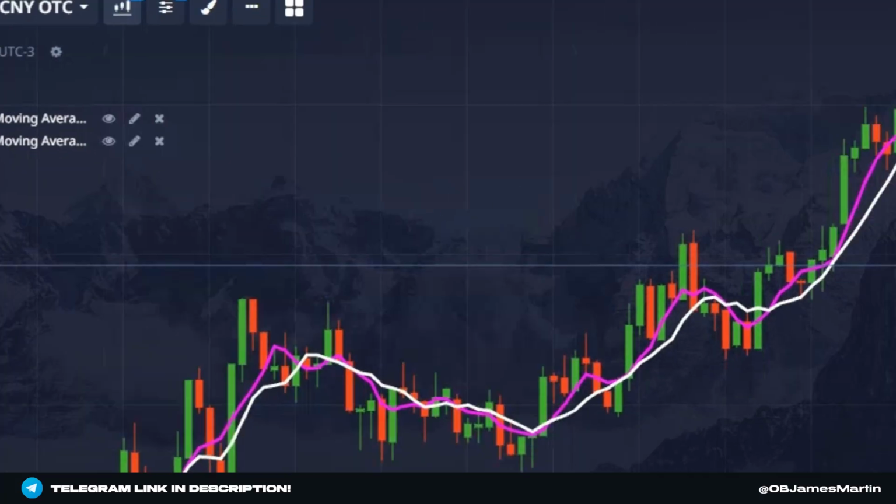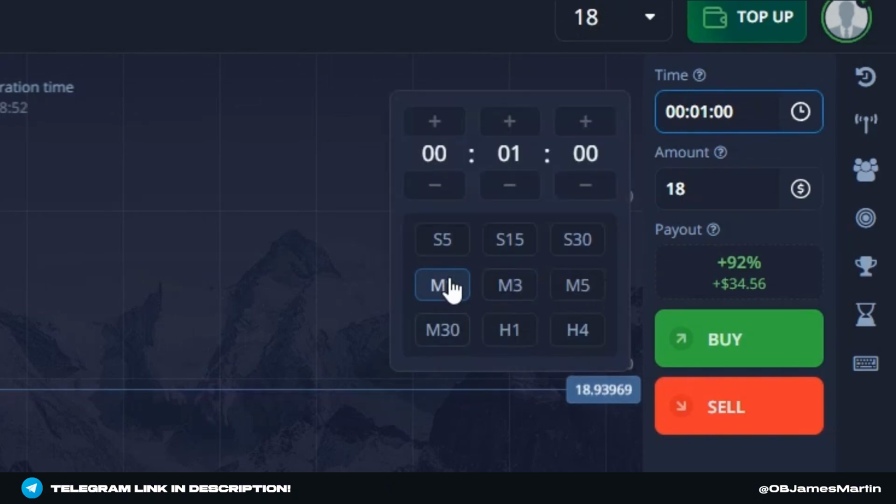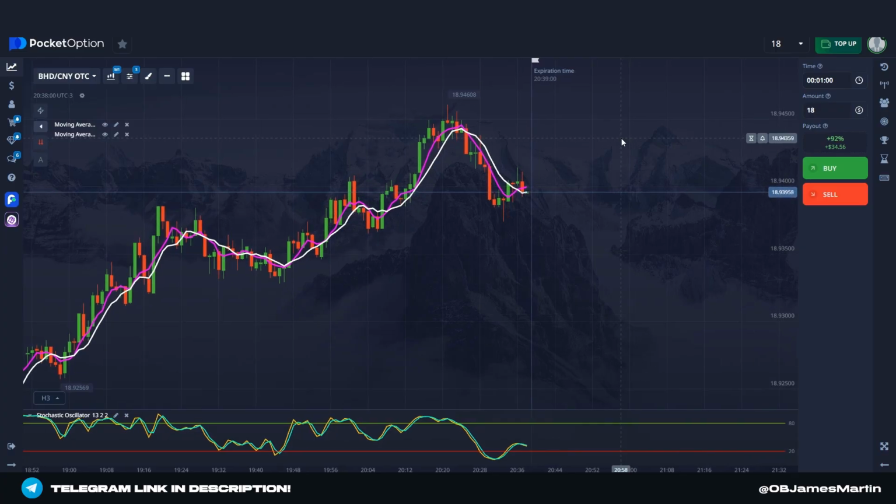Today we're gonna use classic candles, 1 minute expiration time, $18, and time frame 1 minute as well. All right, so let's start with that, and I will start my explanation when we get a good opportunity for us.